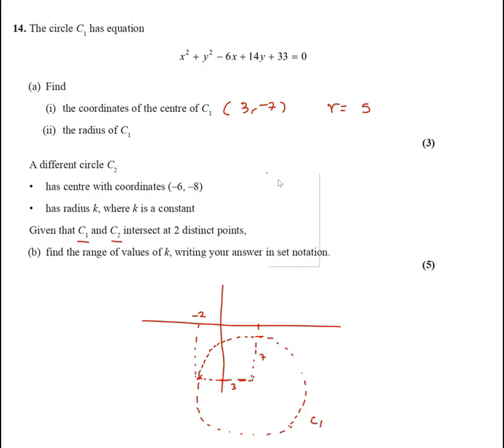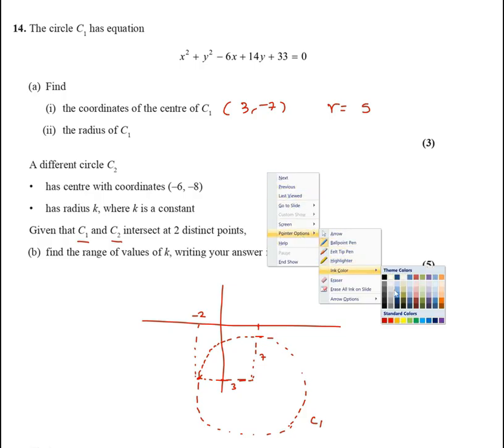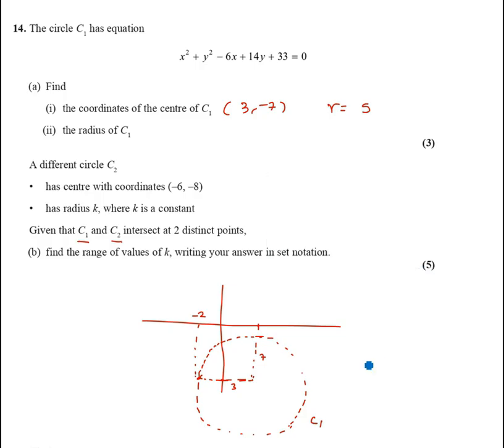Now let me change the color of my pen. Let's use blue for this one. So the other circle has center -6, so the x coordinate is -6, so let's say -6 is here, and this was -7 here. The y coordinate is -8, so it will be somewhere here. So the center of this circle is here, and the center of the other circle was here. So this is -6 and -8.